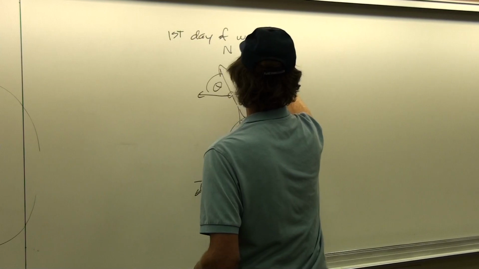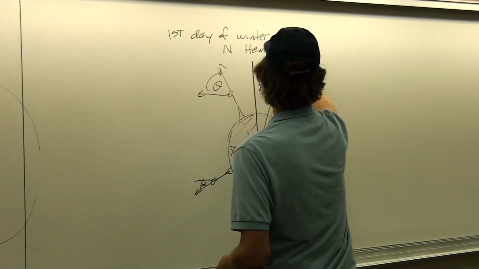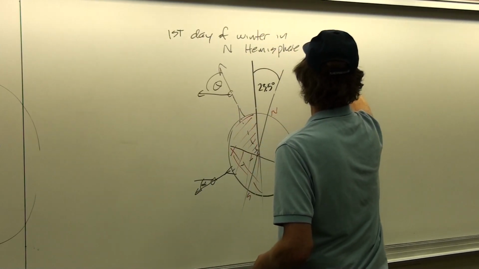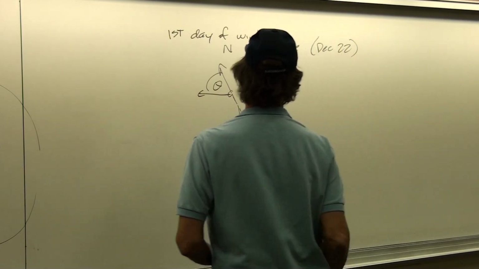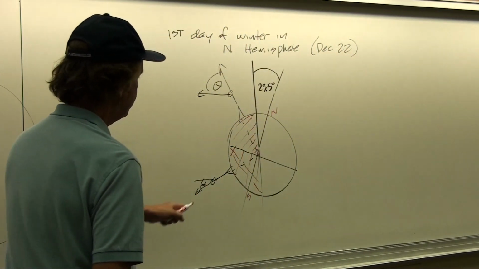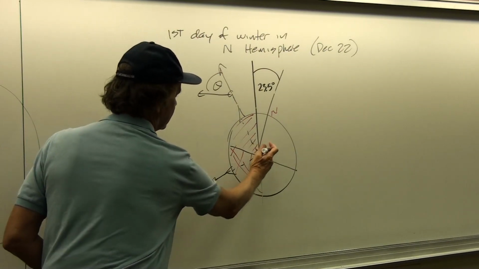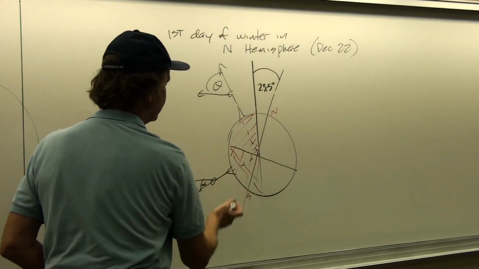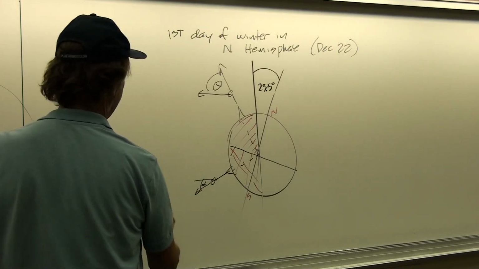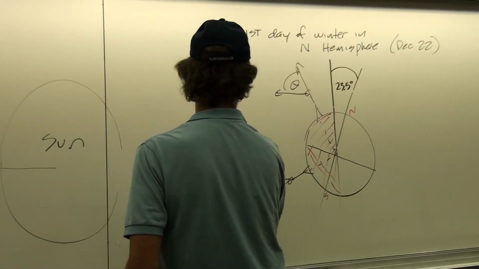That's 6 months later. So this is around December 22nd that this happens. But because of the fact that the southern hemisphere is getting more than its fair share of the light, this is the first day of summer in the southern hemisphere.